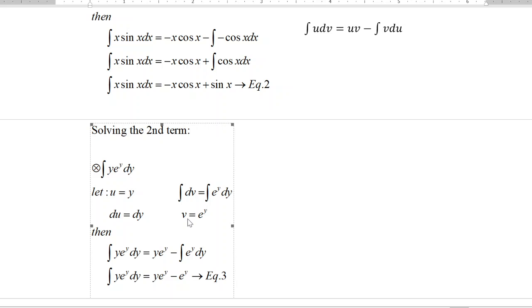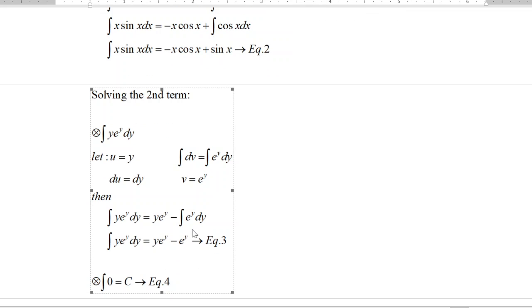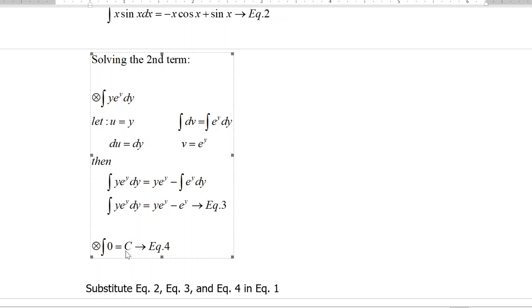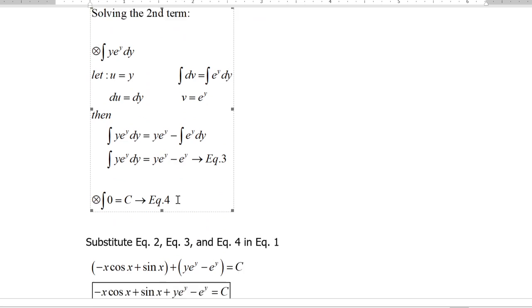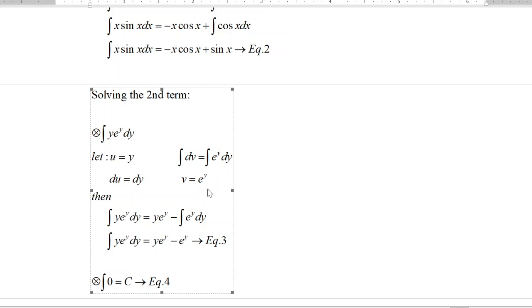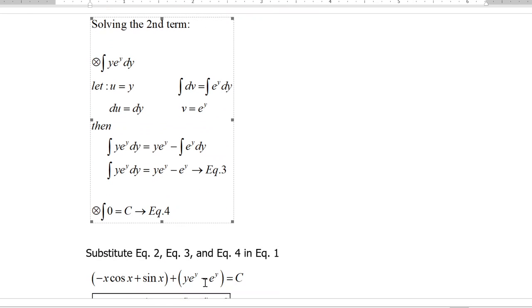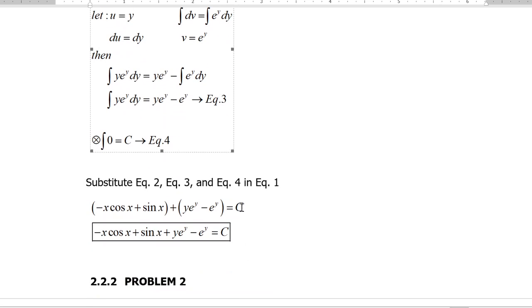Minus b du, minus ey dy. So, the integral of e raised to y dy is equal to y e raised to y minus ey. And then, I still included the integral of 0, which is c. Substitute everything we have. So, we copy x cosine x plus sin x, and then ey minus ey. This is it, and then equal to c. Then, we just remove the parentheses. That is now our equation or our solution.